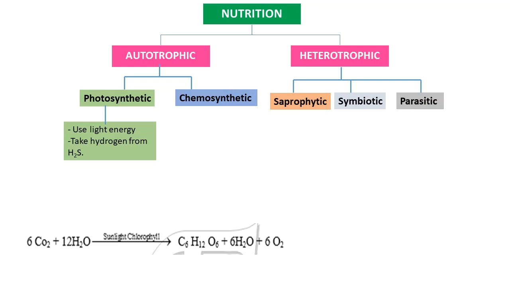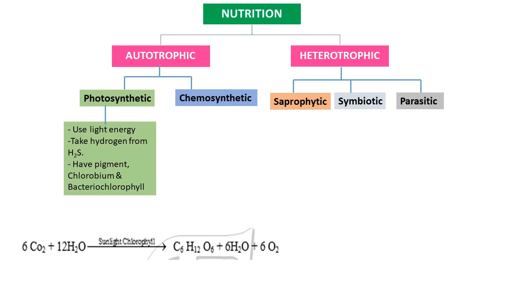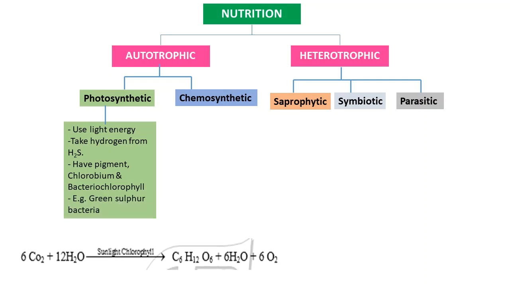Your third point can be, in the case of photosynthetic autotrophs, they have a pigment, and that pigment is chlorobium chlorophyll and bacteriochlorophyll. This pigment is not like that of a higher plant. It is a pigment found only in the bacteria. And the next point, equally important always whenever writing, is the example. So the example for the photosynthetic autotrophs is green sulfur bacteria.